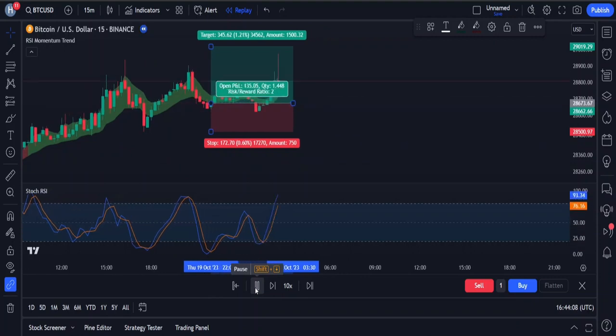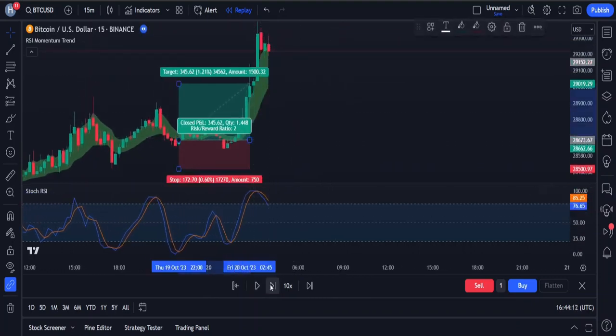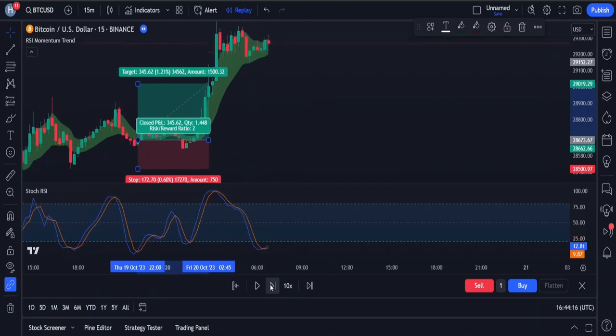Now let's see if the price will hit our take profit target or not. As you can see, this was a successful buy trade. Let's go through one more buy trade example.